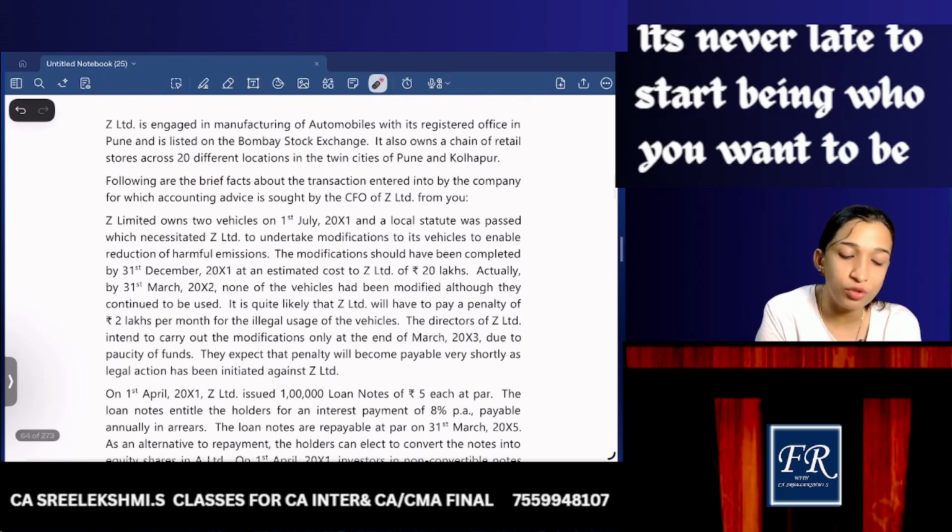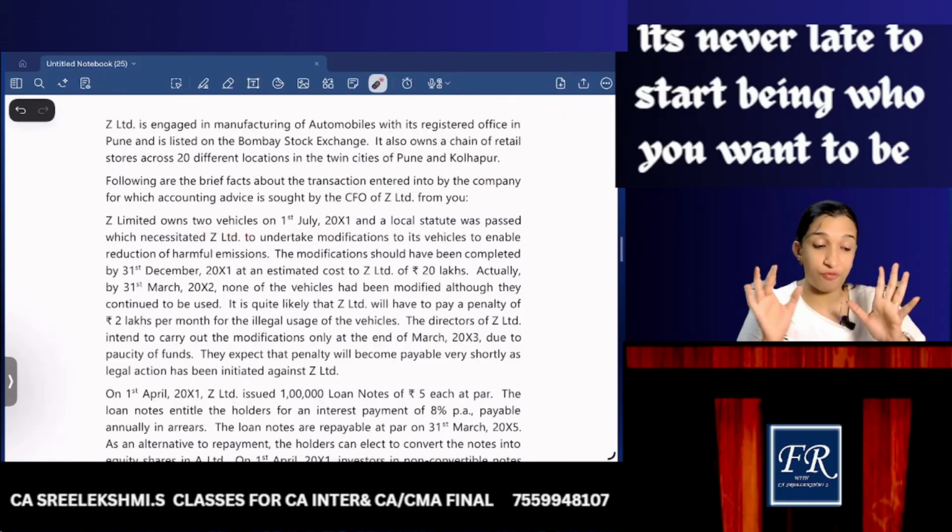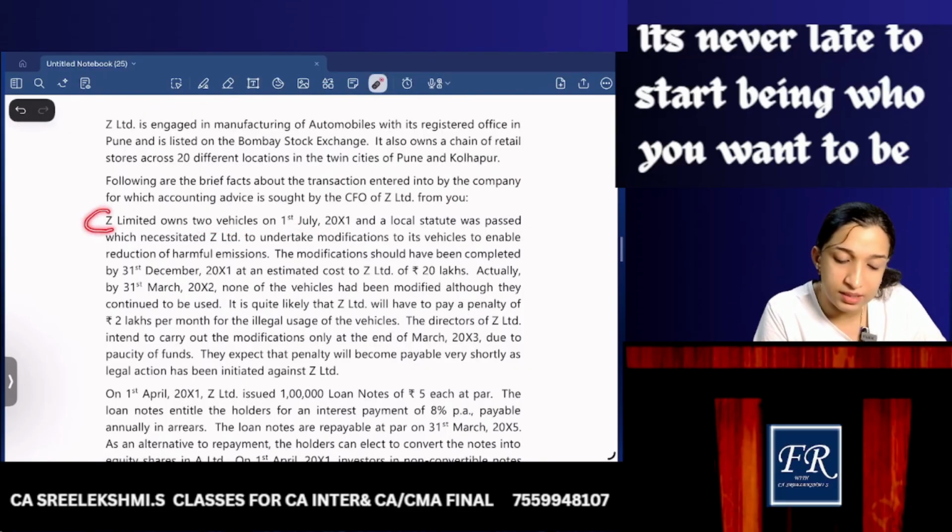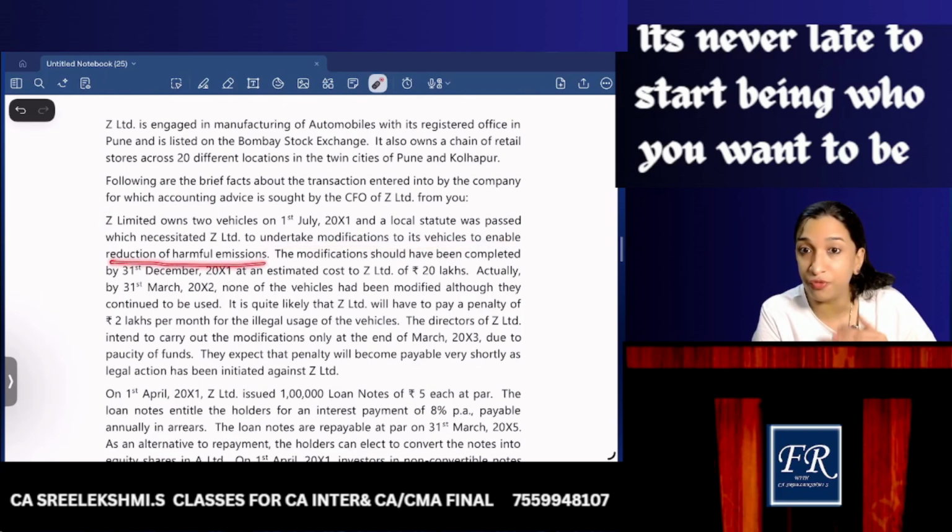Z Limited owns 2 vehicles on 1st July. So let's be careful. Z Limited owns 2 vehicles on 1st July and a local statute was passed which necessitated Z Limited to undertake modifications to the vehicles to enable reduction of harmful emissions. The modification should have been completed by 31st December 2011 at an estimated cost to Z Limited of 20 lakhs. Okay. Actually, by 31st March, none of the vehicles had been modified, although they are continued to be used.